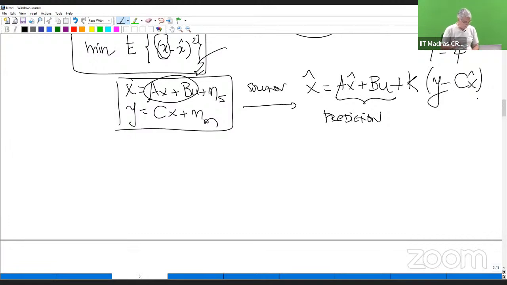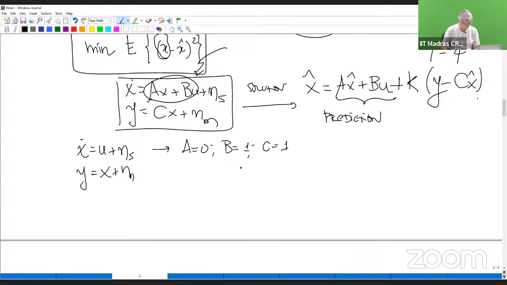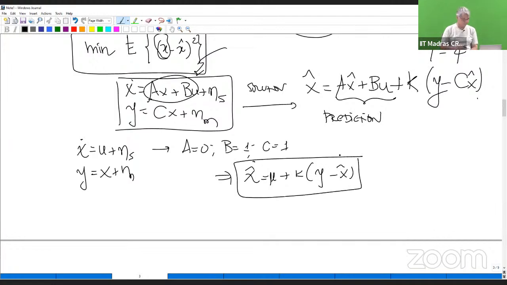So in our case, you have x dot, which is psi dot, equal to u plus state, and then you have y, which is the compass plus an m, which means that a is equal to 0, b is equal to 1, and c is equal to 1. And from here you get immediately x dot equal to u plus k (y minus x), which is what we had before.